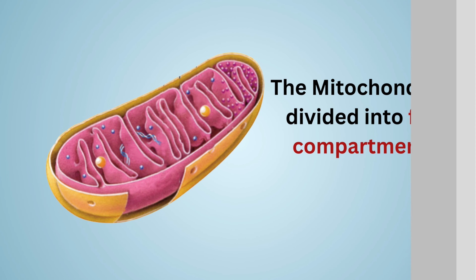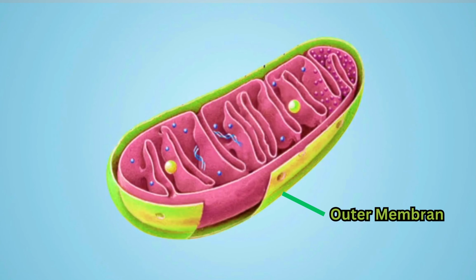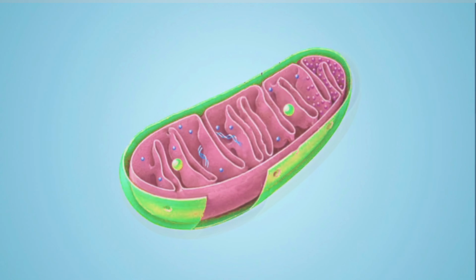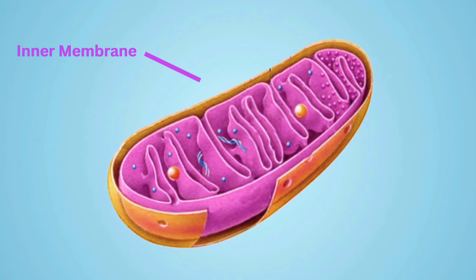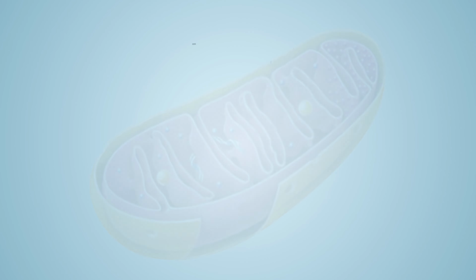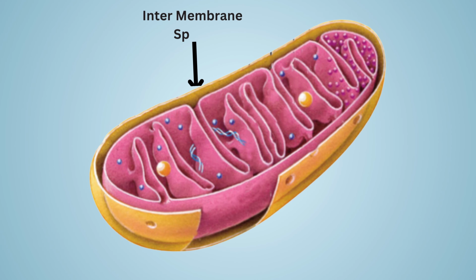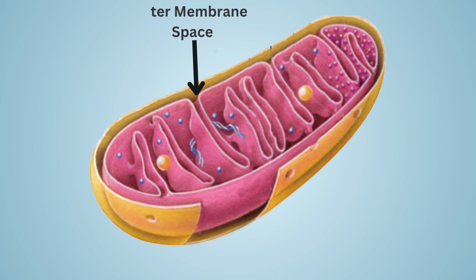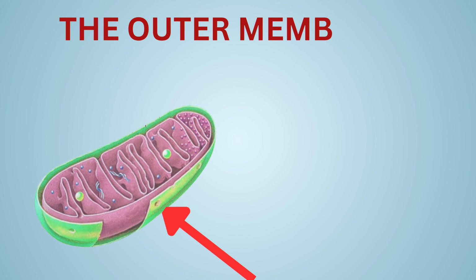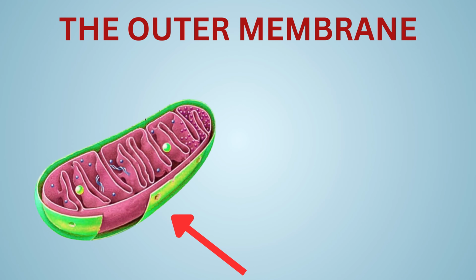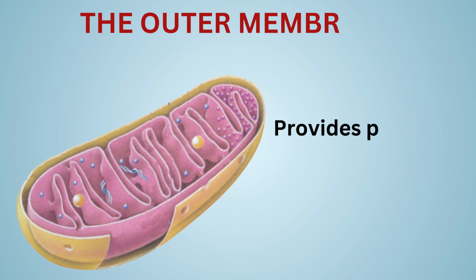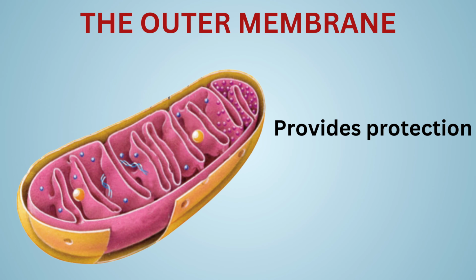These compartments include the outer membrane, the inner membrane, the intermembrane space, and the matrix. The outer membrane. It is the outermost layer which encloses the entire organelle, offering protection to the contents within the mitochondrion.